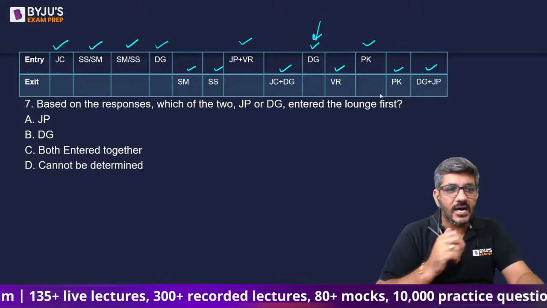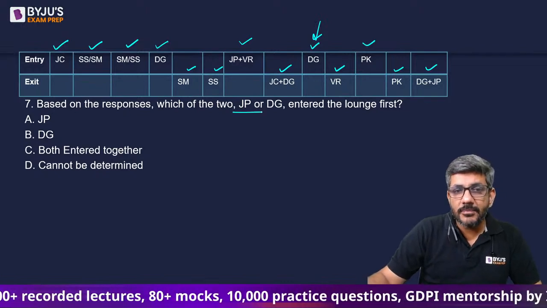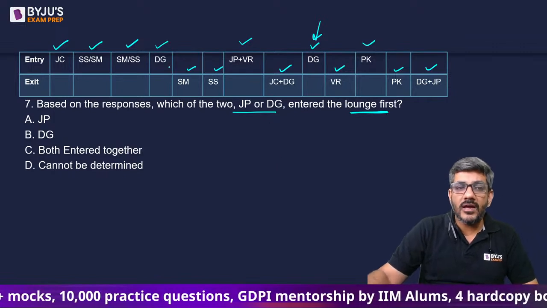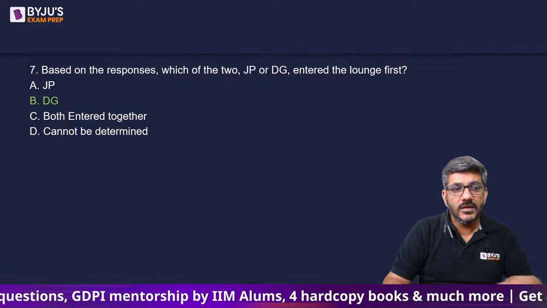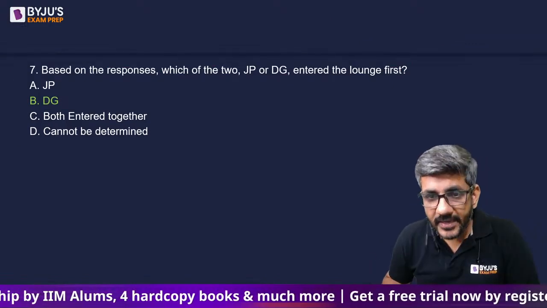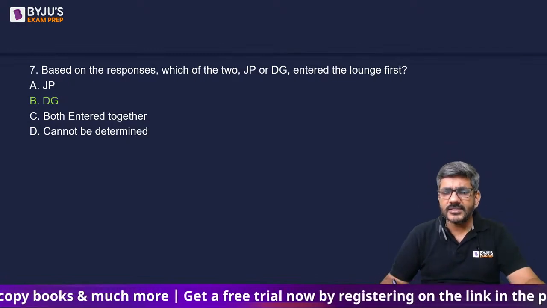So यहां पे पहला क्वेश्चन हमारा क्या कह रहा है, based on the responses which of the two JP or DG entered the lounge first. JP और DG में से कौन आया है? We know that DG came first. So my answer for the first question is option B, that is equal to DG. JP and DG still left in the lounge. वही लिखा हुआ है मैंने, JP and DG are still left in the lounge.